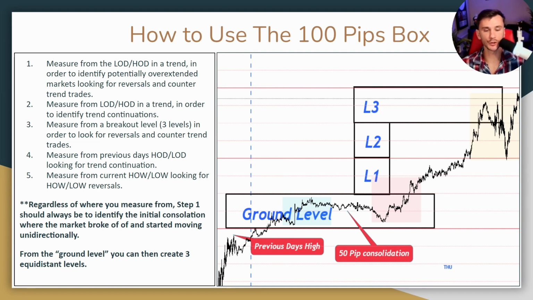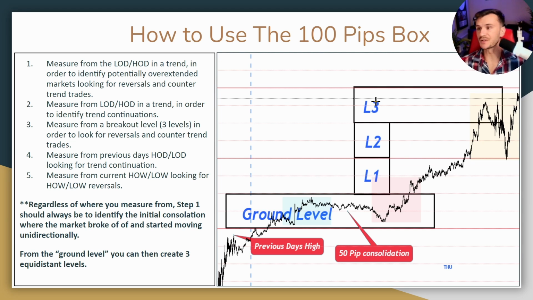The consolidation is ground level. You're measuring up from the breakout level, but I still need a ground level of some kind. So they give me a 50 pip box, and then I'm going to measure from that point in 50 pip increments up. You can see my boxes here, 50 pips, 50 and 50, giving me 3 levels of rise, a strike zone or a potential area for me to get my trade.